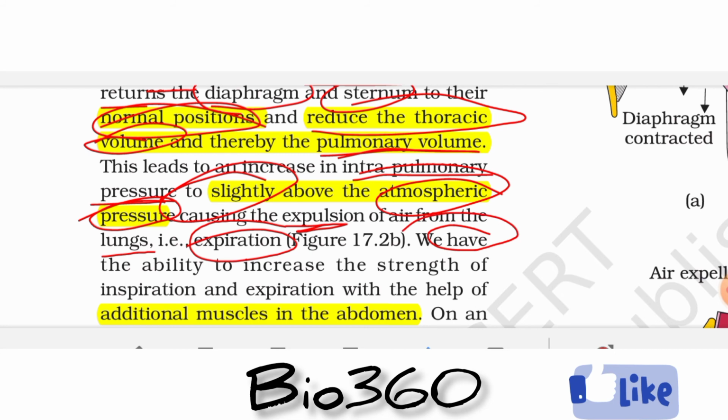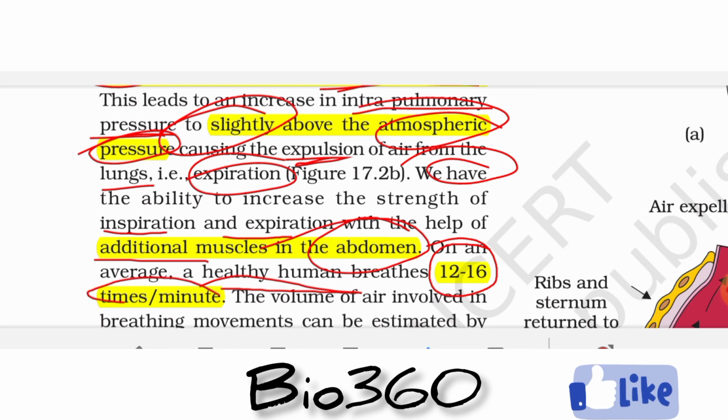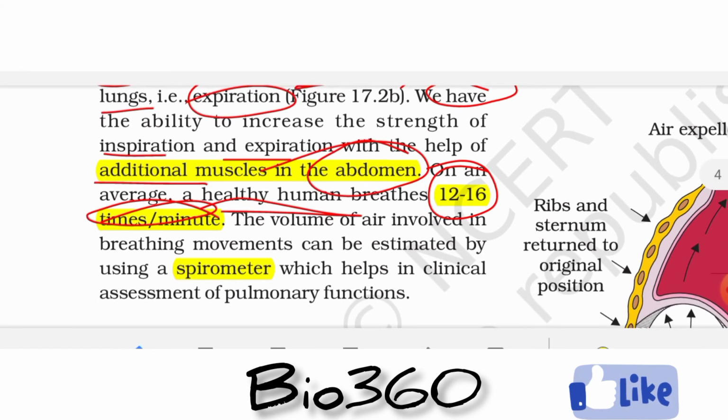We have the ability to change the capacity of our expiration and inspiration, which is provided by the additional muscles present in our abdomen. On average, a healthy human being can breathe about 12 to 16 times per minute, which is an indicator of a healthy person. The volume involved in such movements can be measured with the help of a special device known as a spirometer, which can also be used for clinical assessment of pulmonary functions.